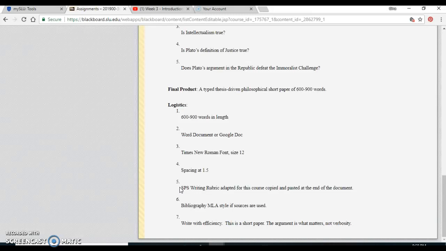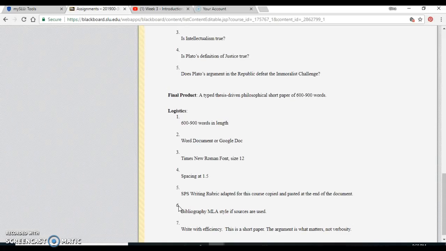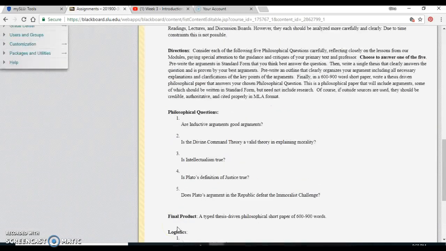spaces for the font. I'm going to score it using the writing rubric, which you guys have already become familiar with in previous writing courses. You do not need bibliography or sources, but of course, if you find some, you definitely need to cite them and let me know, and then just a final word of admonition.